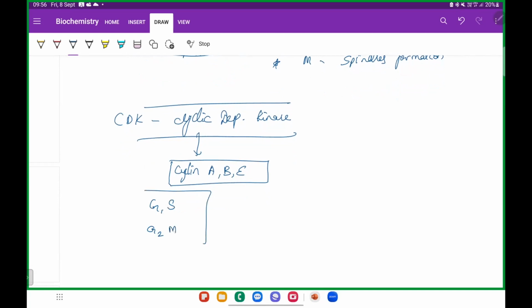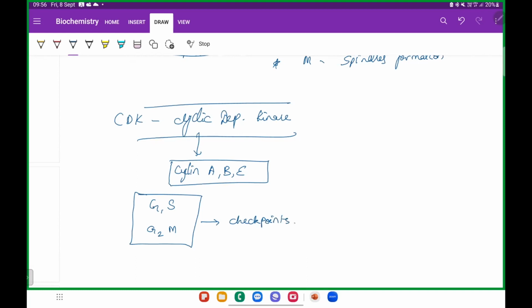Okay, you have two important phases. So what are the two important phases? You have the G1 S phase and you have your G2 M phase. These are the two checkpoints you need to understand.